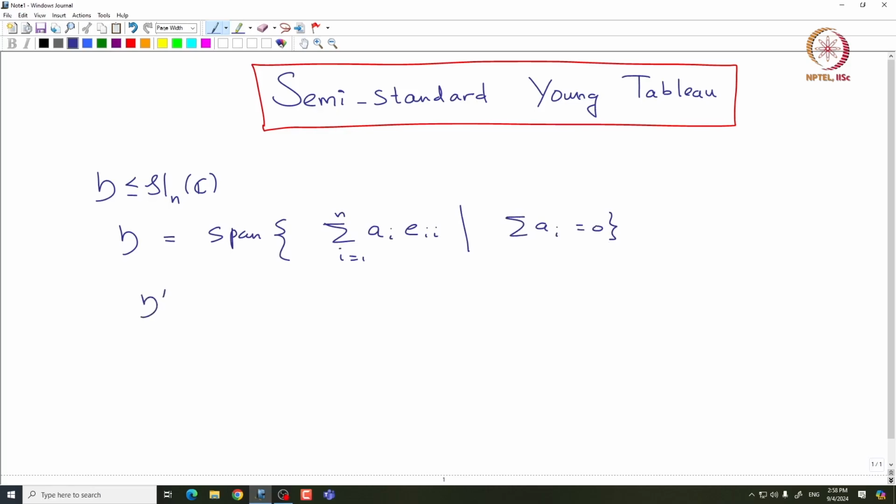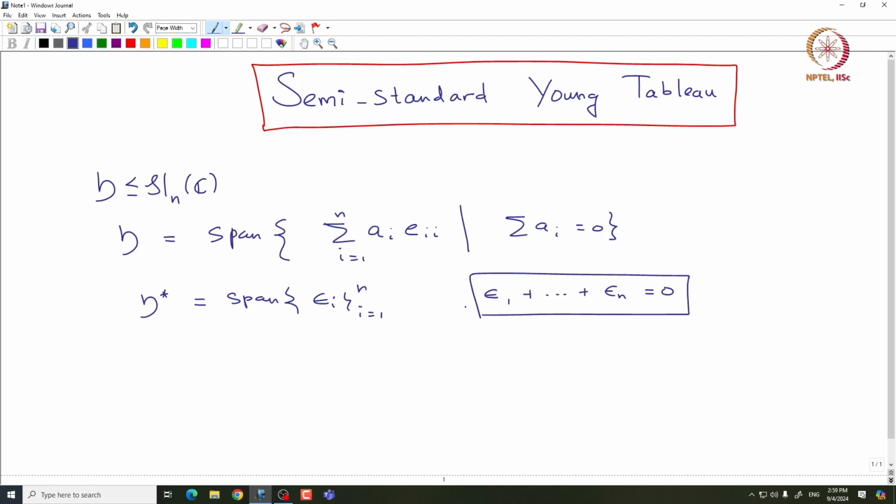Now, the dual again can be realized as a span of epsilon i in epsilon i basis. So, this is span of epsilon i where i ranges from 1 to n, with the relation that epsilon 1 plus etc. epsilon n is exactly 0. So, we will be working with this epsilon i basis. For that purpose we are going to only consider SLN instead of SLN plus 1.